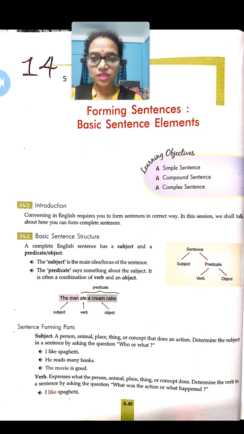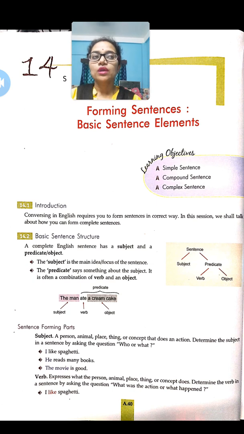Today we are going to start with session 4, and session 4 is how to form sentences. Some basic sentence elements we are going to learn. It means we are going to understand how to write a simple sentence, a compound sentence, and a complex sentence. So let's start with a simple sentence.